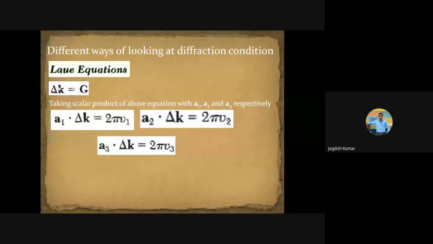So this is your diffraction condition, that is delta K is equal to G. And if we take the scalar product of any of the lattice vectors, say A1, A2 or A3, on both sides of this equation, then what we arrive at is what is called the Laue's equation. That has been done, so let us not get into that again. Now let's come to the interpretation part of the Laue's equation. Let us pick one of the equations from the previous slide.